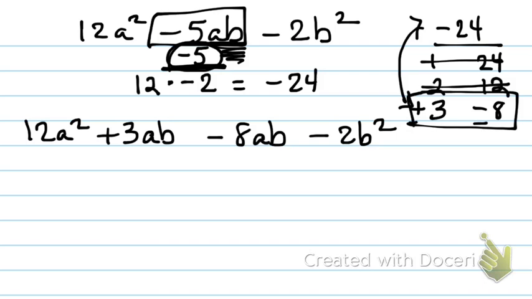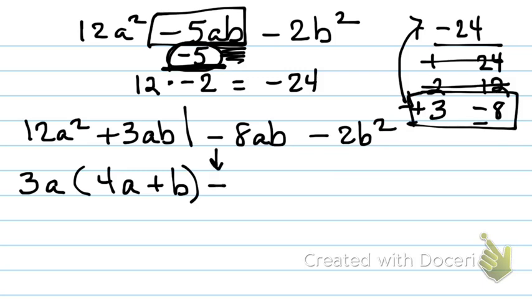Which means I no longer have 3 terms, but 4, which factors by grouping. 12 and 3 will both divide by 3. A squared and A will both divide by A. So we got 3A as our common factor in the first group. Dividing that out gives us 4A plus what? B. Good. What about this minus? Bring it down. 8 and 2 will both divide by 2.